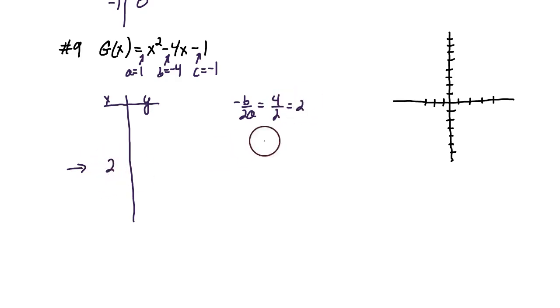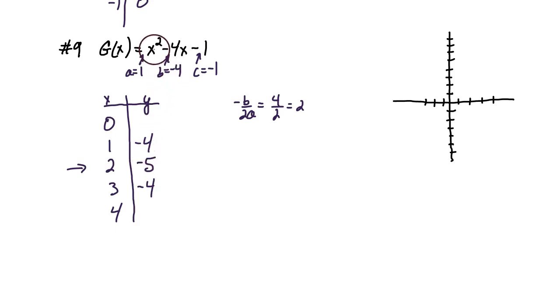To get the y value, we have a formula, or we can plug in 2. 2 squared is 4, 4 times 2 is 8, 4 minus 8 is negative 4, and negative 4 minus 1 is negative 5. Choosing numbers to the left of 2, it makes sense to use 1 and then to use 0. Choosing numbers to the right of 2, how about 3 and 4? Let's plug these in. 3 squared is 9, 4 times 3 is 12, and 9 minus 12 is negative 3. And then negative 3 subtract 1 is negative 4, and this is negative 4.